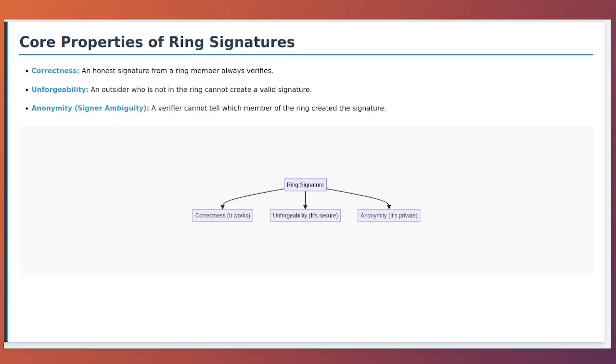The third, and most important, property is signer ambiguity, also known as anonymity. This guarantees that if a verifier is given a valid ring signature, they have no way of determining which specific member of the ring actually produced it. To the verifier, every single member of the ring is an equally probable candidate for being the true signer. These three properties together create a system that is secure, authentic, and private.